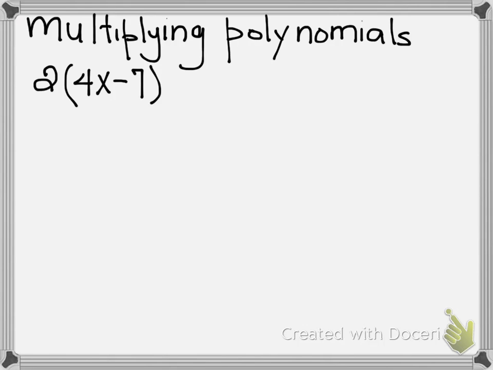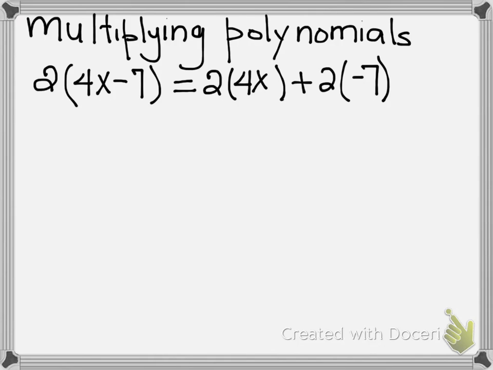To get that, ladies and gentlemen, we're going to apply the distributive property. Some of you may be very familiar with it by the name of FOIL. And we end up having the 2 multiply the first term, which is 4x, and also the 2 multiply the second term, which is negative 7. And we end up with 8x minus 14. You should not have any problem with this. Follow the steps. This is called the distributive property.